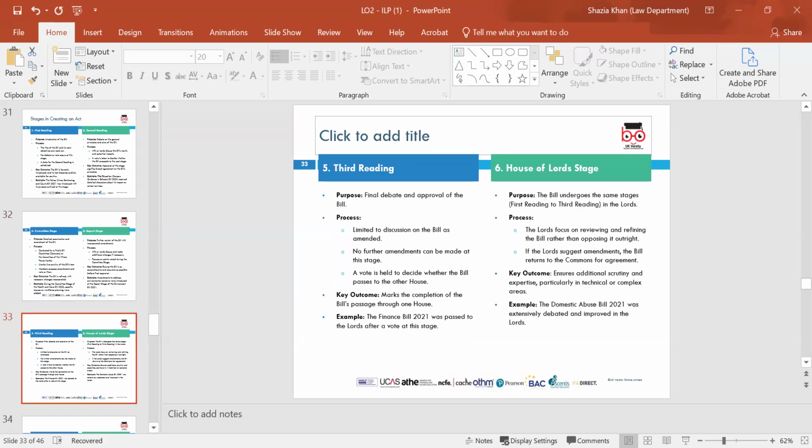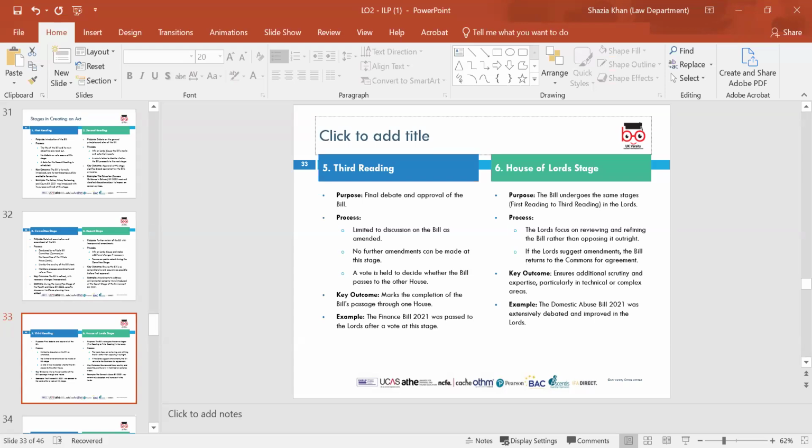The third stage is the final debate and vote on whether the bill should continue. And then the bill here will move on to the House of Lords. So this moves on to the House of Lords stage where they actually go through all the stages as well. So in the House of Lords, they will go through the same stages as it does in the House of Commons. And the Lords have various opportunities to debate the bill here, add any sort of changes or amendments, and vote on whether the bill should continue.